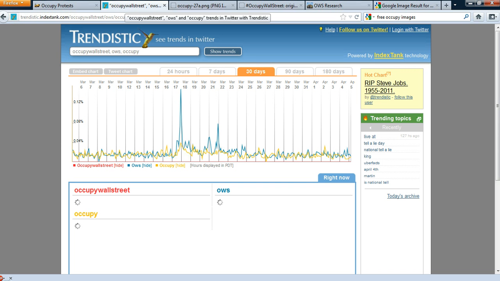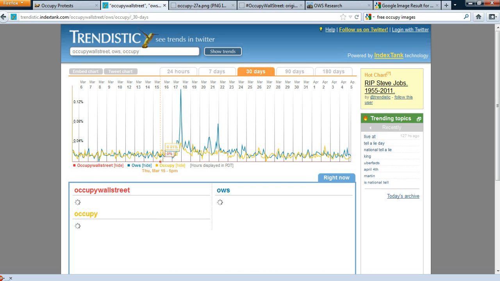Right. So while the last image was essentially static, this image from Trendistic.com enables us to visualize how Occupy is trending on Twitter throughout time. I see. So what's this spike here? This spike was on March 17th, which was the 6-month anniversary of Occupy Wall Street. Here we see that this blue line represents the hashtag OWS, while the yellow line represents Occupy in general. But I don't see the red line. The red line represents the hashtag Occupy Wall Street, which has clearly fallen out of use.